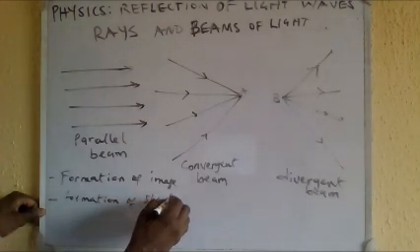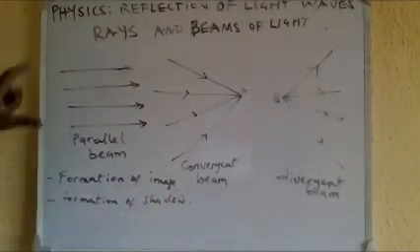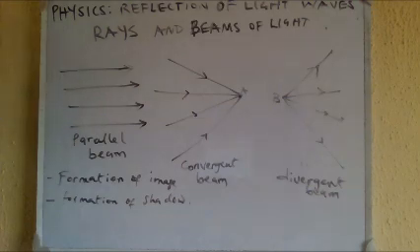So two things happen when light is propagated rectilinearly. When you say rectilinear propagation of light, it is light going in a straight line. So light can travel in a straight line, and there are experiments to show that light travels in a straight line.